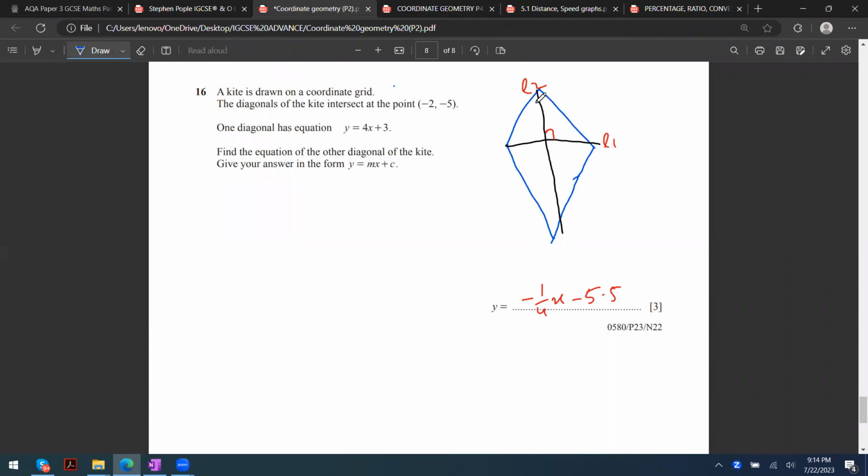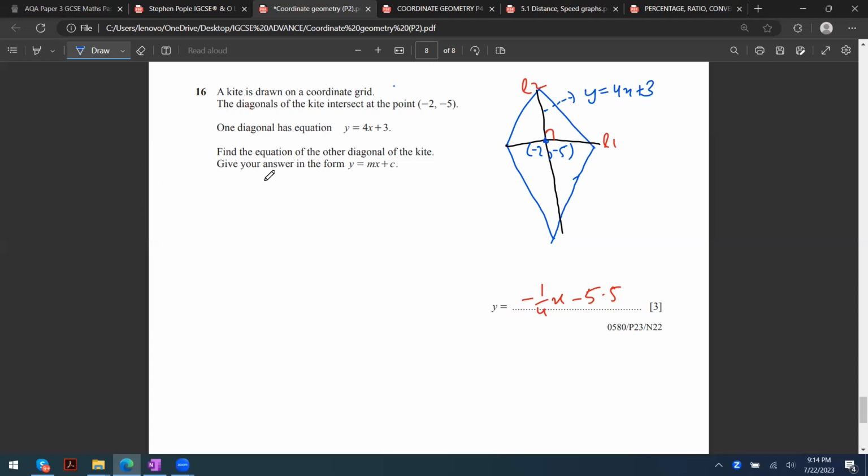First we need to understand that in a kite, the diagonals intersect each other at 90 degrees. Both diagonals are intersecting at 90 degrees. So this intersection point is given as (-2, -5). One diagonal has equation 4x plus 3. We can make any one, either this or that. Let's choose randomly. This is y is equal to 4x plus 3.